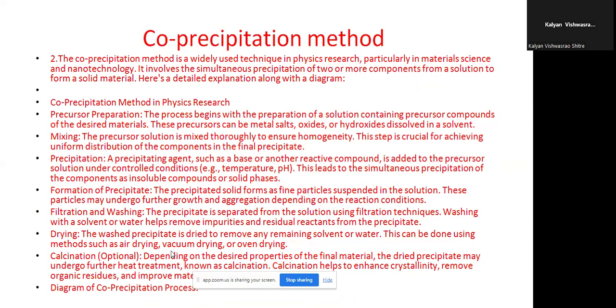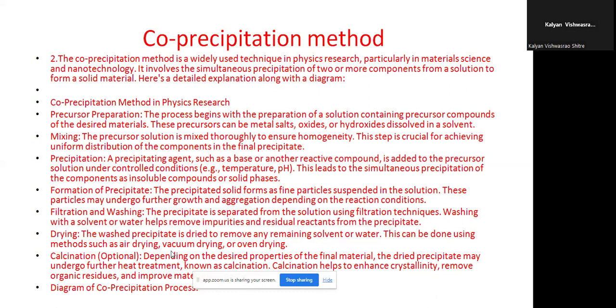The co-precipitation method is a widely used technique in physics research, particularly in material science and nanotechnology. It involves the simultaneous precipitation of two or more components from solution to form a solid material. Here a detailed explanation along with a diagram has been given. Co-precipitation method in physics research. Precursor preparation. The process begins with preparation of a solution containing precursor compounds of the desired material. These precursors can be metal salts, oxides, or hydroxides dissolved in a solvent.